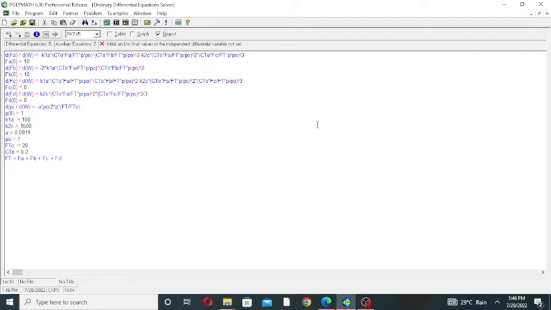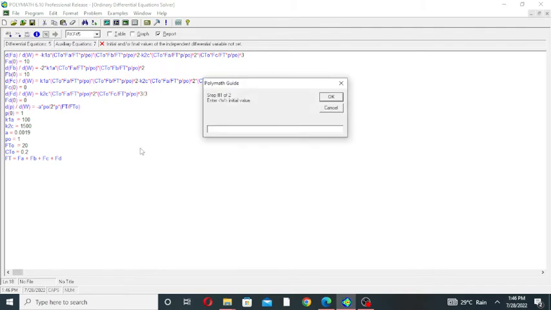Now the initial and final value of the independent variable is not set. So what is the independent variable? The weight of catalyst is the independent variable in these differential equations. As you can see, dF by dW, this is the independent variable, and these Fa, Fb, Fc, Fd, and P are the dependent variables. So we can define the initial and final value of the independent variable. The initial value of the weight of catalyst is 0, click on OK. The final value, the total weight of catalyst, is 1000 kilograms.